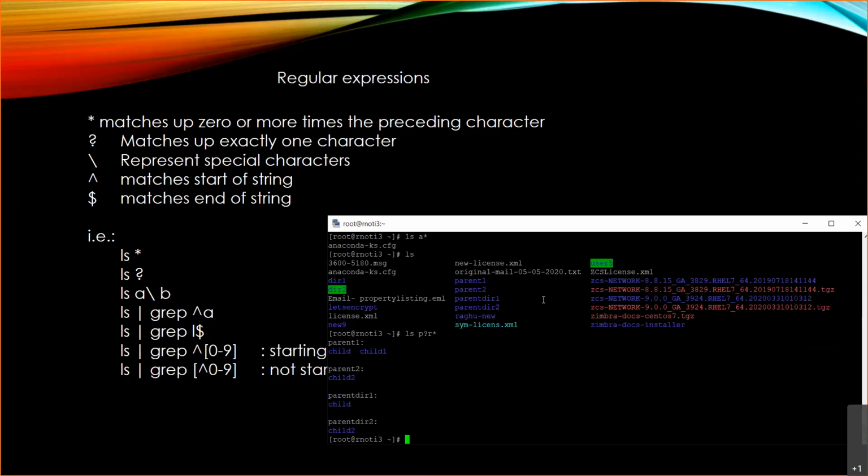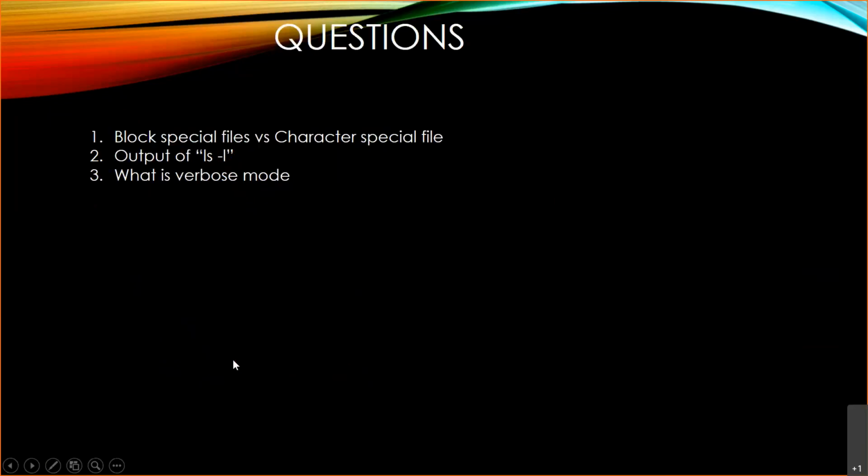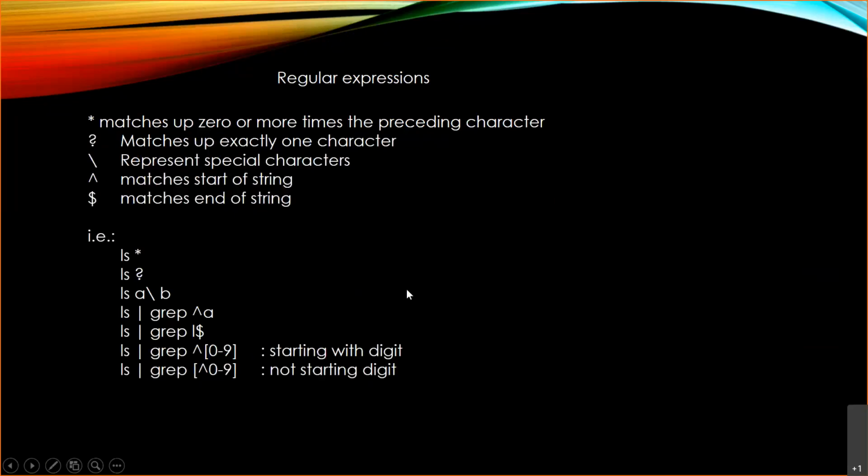And caret matches the starting of a string. For example, if we want to print files that start with digits, we can use the command ls | grep ^[0-9]. If we want to print files or directories which do not start with digits, we can use the last command.